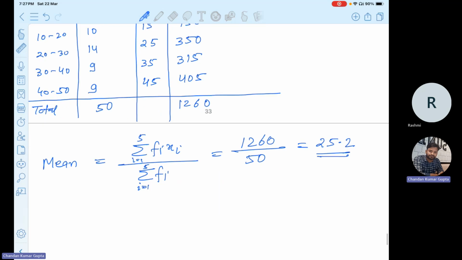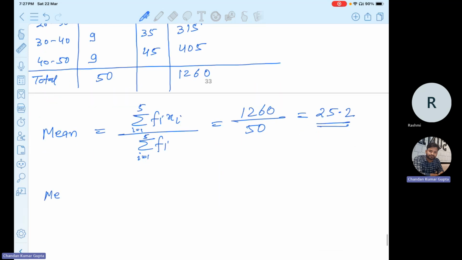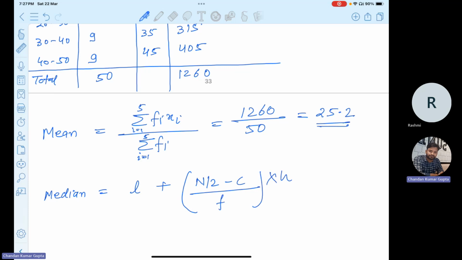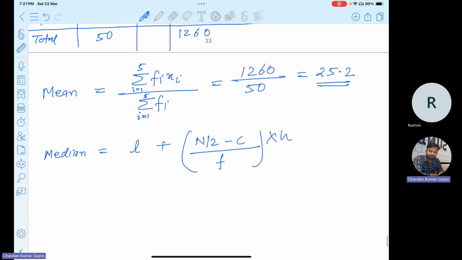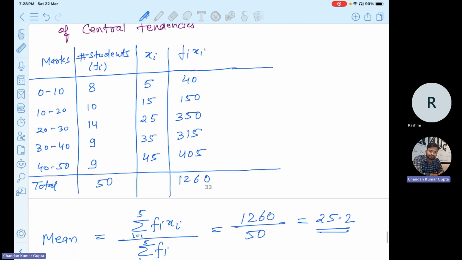Clear? Now for the median, the formula for the median is L plus n by 2 minus C upon f into h. This is the formula. First we need to find the median class, and for that we need to find n by 2, which is 50 by 2, which is 25. So we will now check the cumulative frequency.